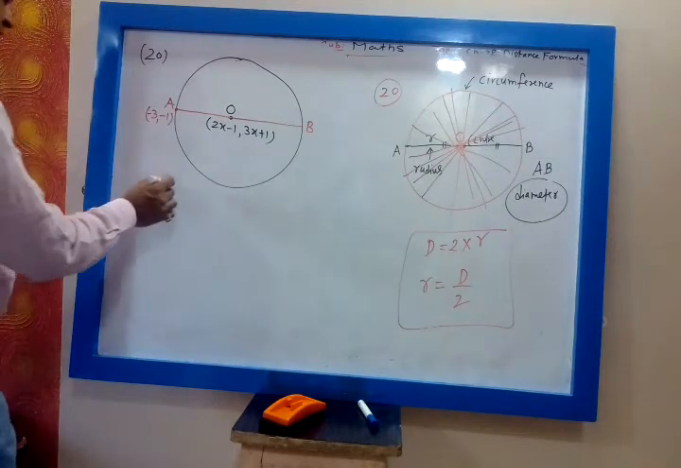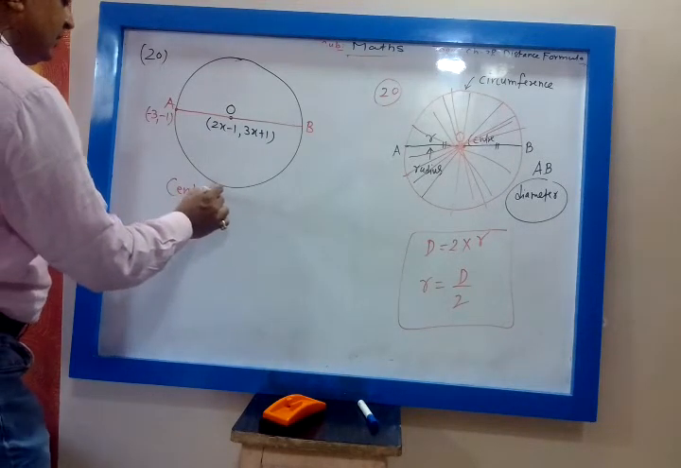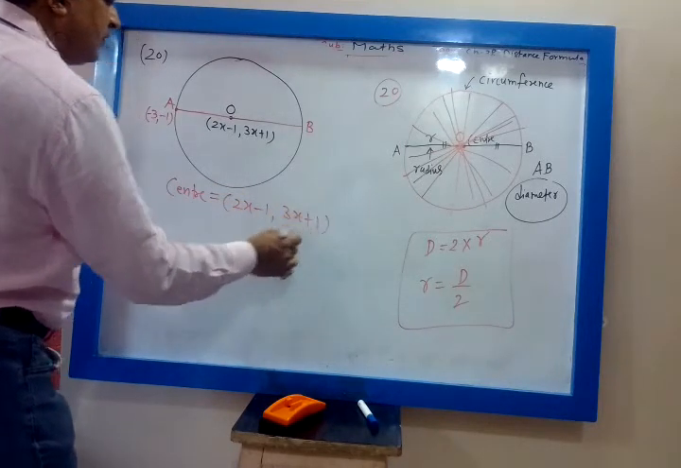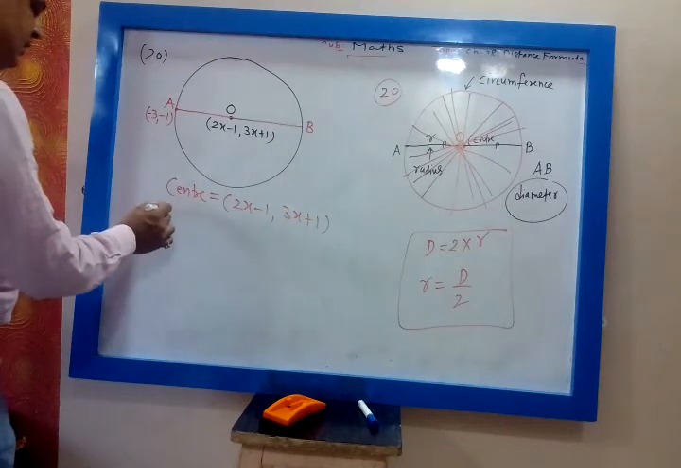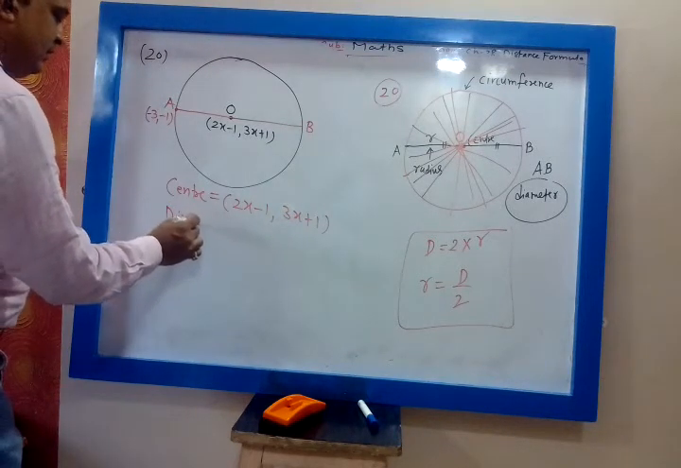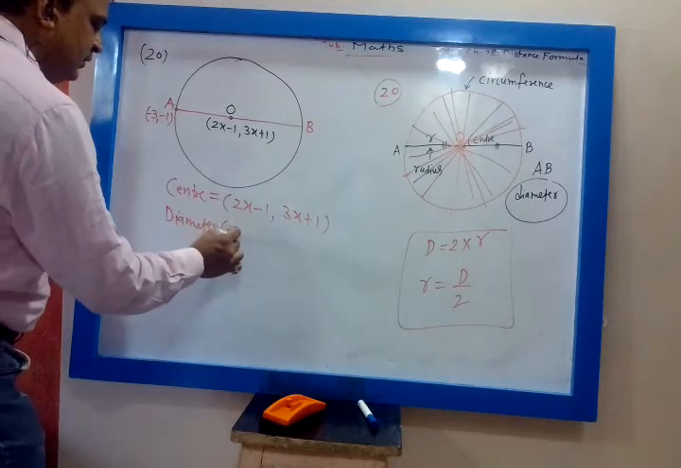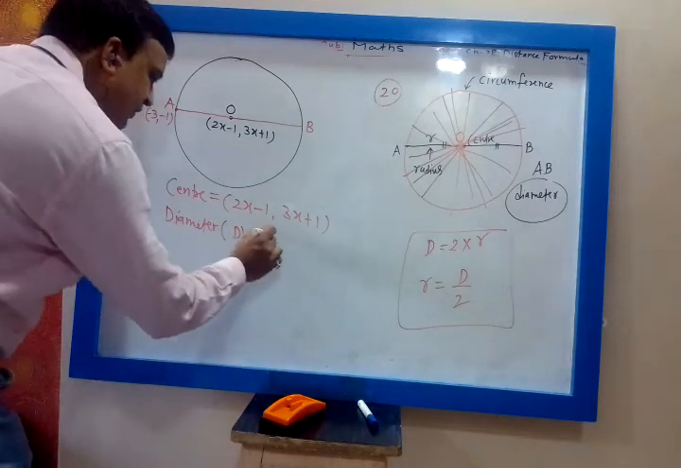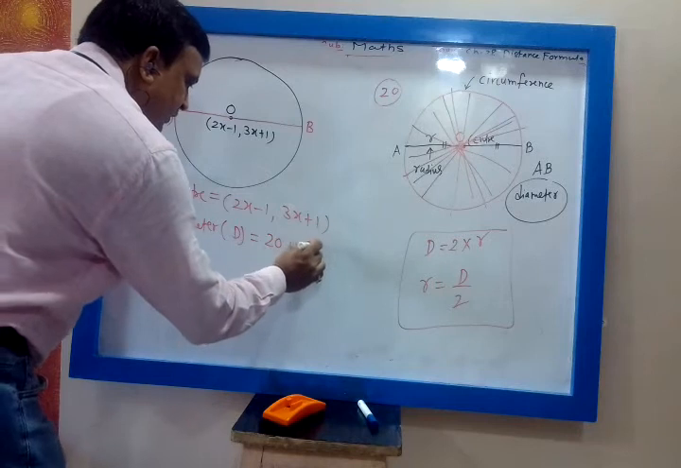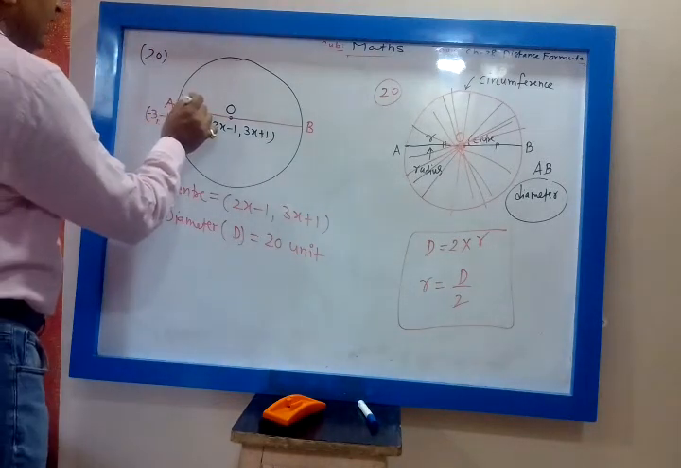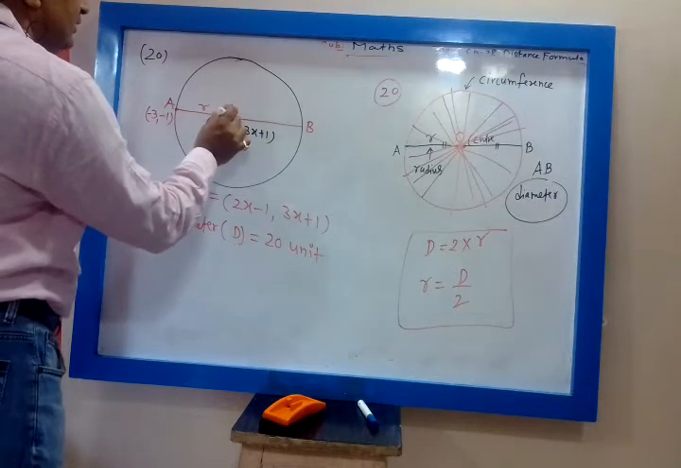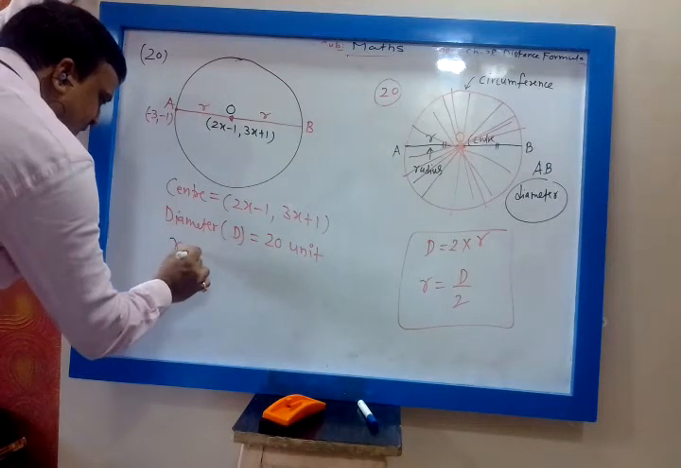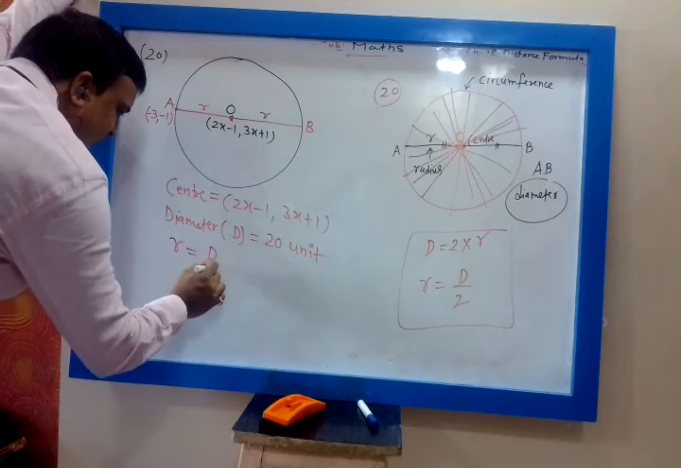So the center is given. Center is (2x minus 1, 3x plus 1). And the diameter is given. Diameter is D, that is 20 units. And what is my radius? OA and OB, they are the radii of the circle. So radius is half of the diameter.